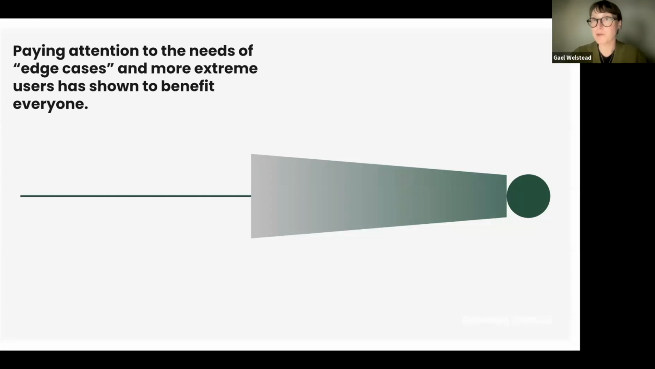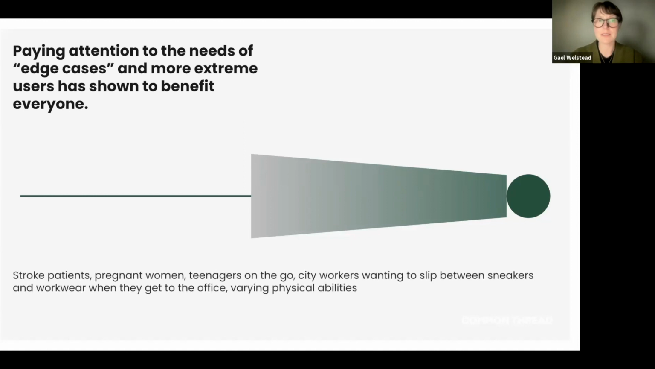And so they didn't ask for it to be solved, but actually it has been solved by Nike. And they're on the third, fourth, or fifth iteration of the shoe. There's many styles now, and it's proved very popular because of people like stroke patients, pregnant women, teenagers on the go. You probably recognize putting your shoes on and off without untying the laces when you were younger. City workers wanting to slip between sneakers and workwear when they get to the office, and also other physical abilities, people with arthritis, who may be able to put on shoes, but actually it'd be much nicer if they didn't have to tie laces or use any kind of mechanism or use their hands at all to put on shoes.